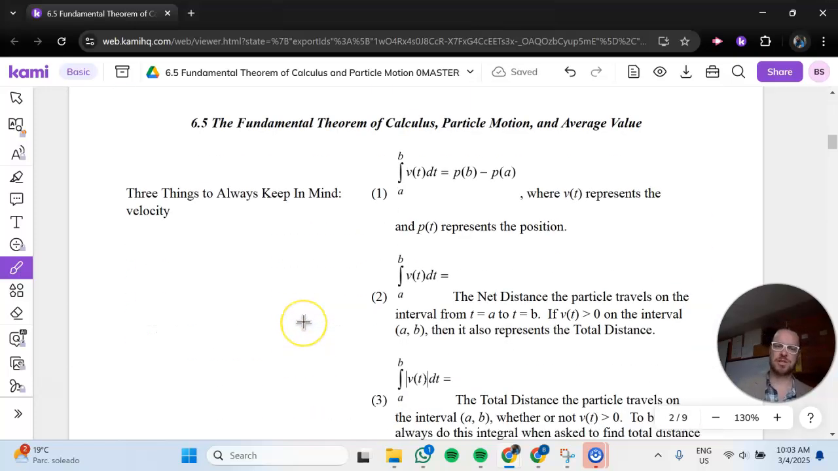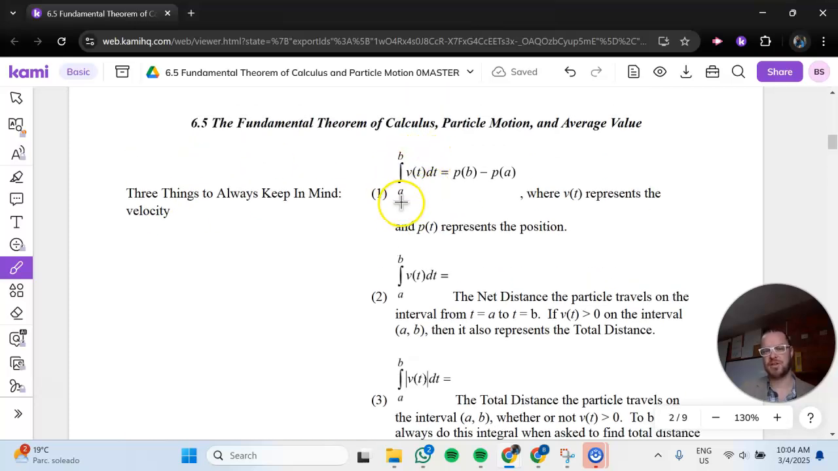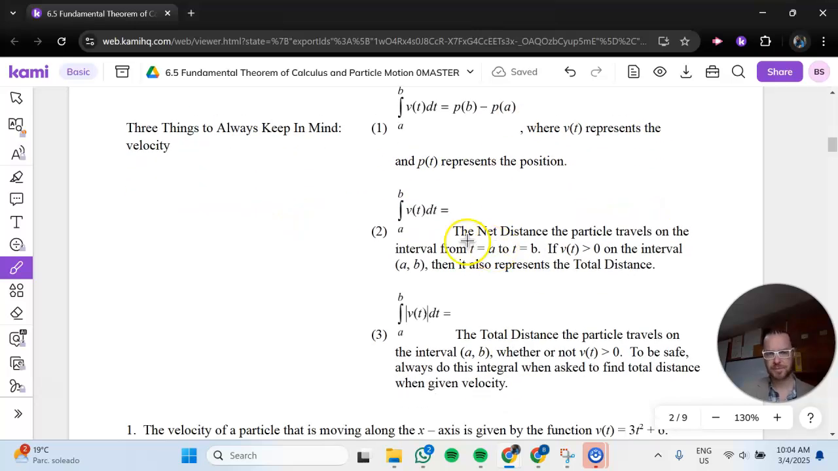And let's go ahead and jump in here where we're going to take a look at the fundamental theorem of calculus in particle motion as well as average value. So there are 3 things that we want to keep in mind. It's kind of awkward the way that printed there. I'm not sure why velocity jumped way over here, but if we have the integral from a to b of v(t) dt, then that is equal to the position at b minus the position at a, where v(t) represents the velocity and p(t) represents the position.